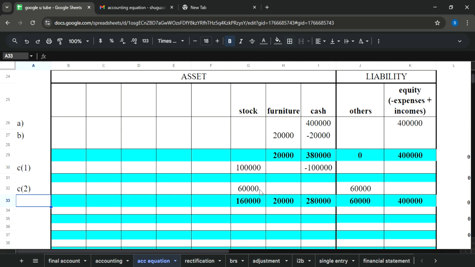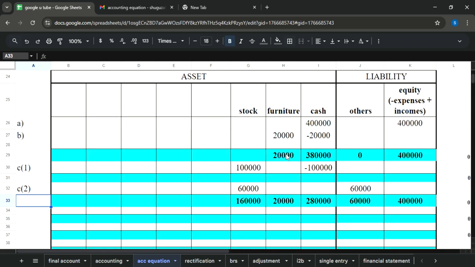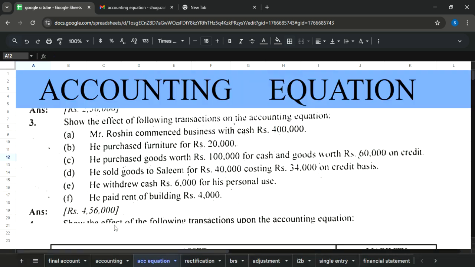Why are we writing 1 and 2? Because you can see there were two amounts, 1 lakh and 60,000. So separately you have written 1 lakh and 60,000. Total has been made, and now after C entry, let's see what D entry is saying.